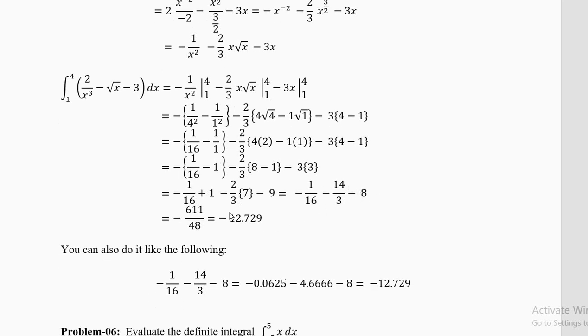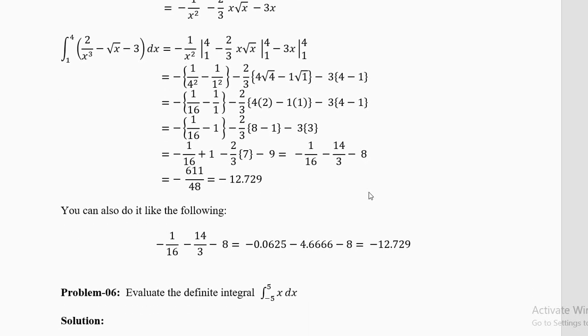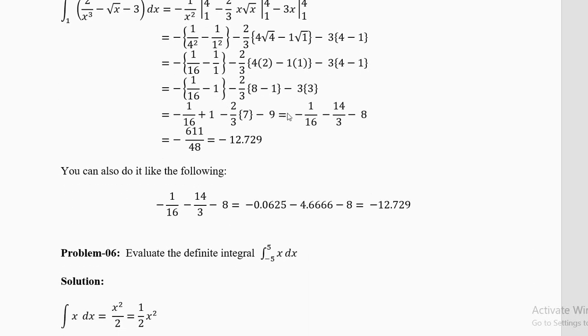Put the ABC button in your calculator and you will get minus 611 divided by 48, which is equal to minus 12.729. If you want, you can do each fraction separately, but the rounding issues will be there. You have to be a little bit careful. Take at least 4 or 5 numbers after the point.